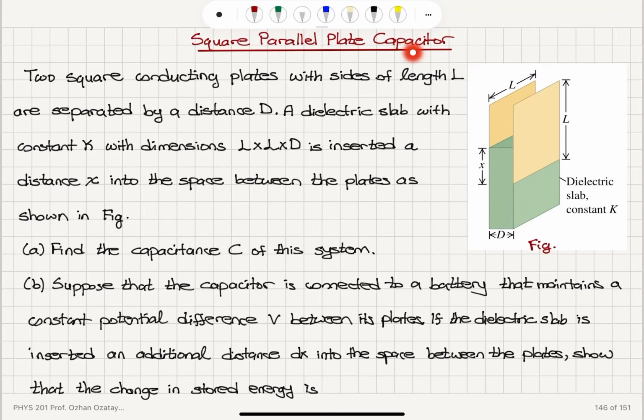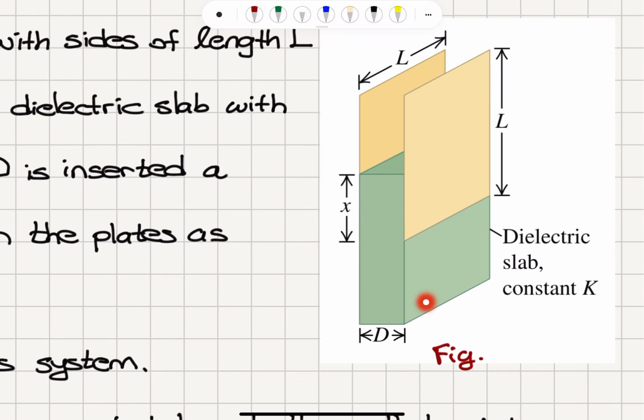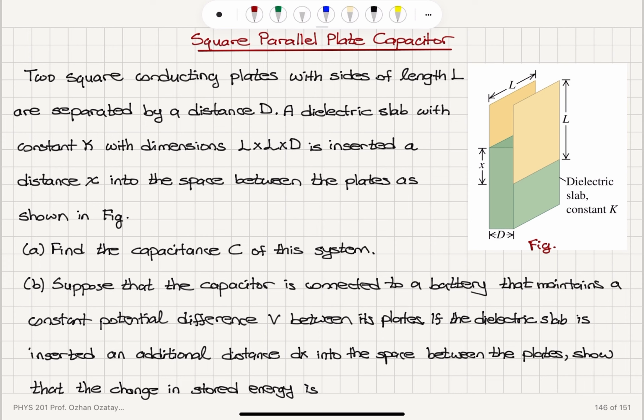Square parallel plate capacitor. Two square conducting plates with sides of length L are separated by a distance D. A dielectric slab with constant kappa with dimensions L times D is inserted a distance x into the space between the plates as shown in figure. So here is our dielectric slab inserted a distance x in between the plates. Part A, find the capacitance of this system.